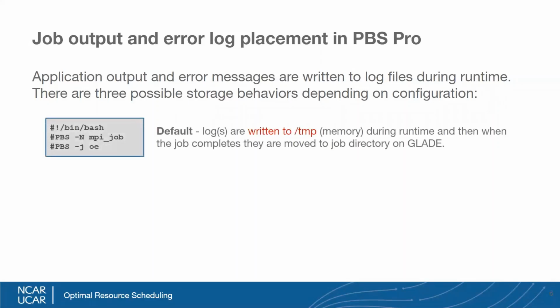So the default behavior, which is the way that we documented for a long time, is that the logs are written to the temp space, that temp space that I talked about before, during runtime, and then when the job completes, they are moved to the job directory that you submitted from on Glade. So if you just use, say, here I'm joining my output and error streams, but I'm not specifying anything else about the logs, that's how it'll work.